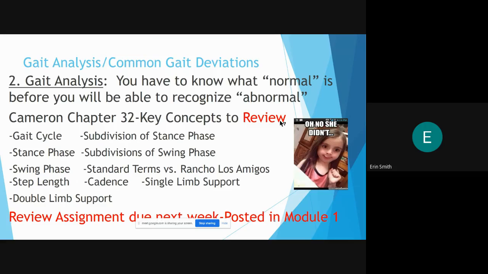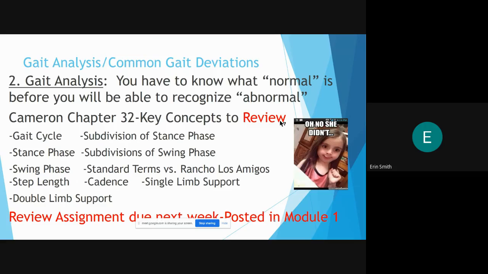So the gait cycle, do you know what the subdivisions of the stance phase are? Do you know the subdivisions of the swing phase? The standard terms for gait versus Rancho Los Amigos. What is cadence? Why is that important? What is step length and why is that important? Single limb support, double limb support. Why are these terms important?